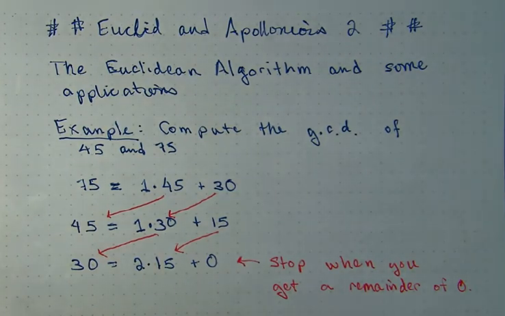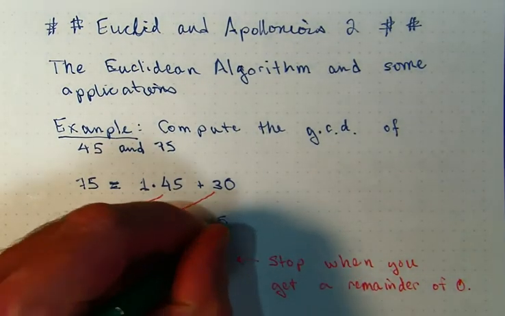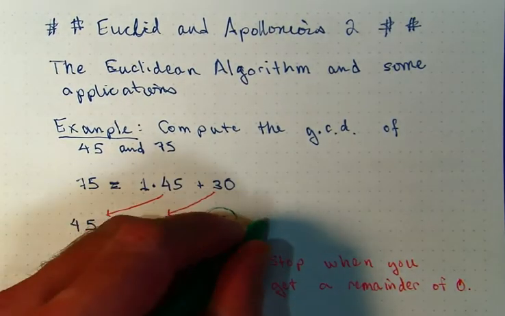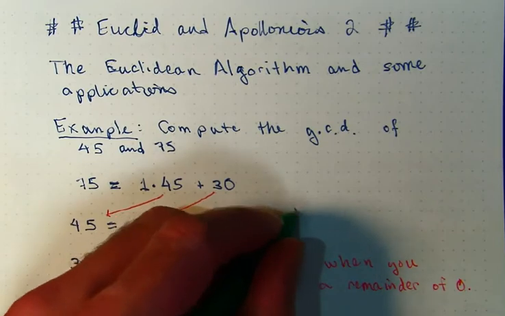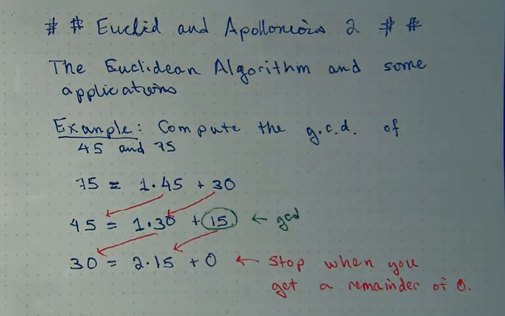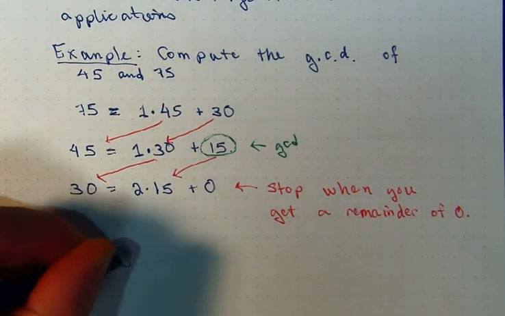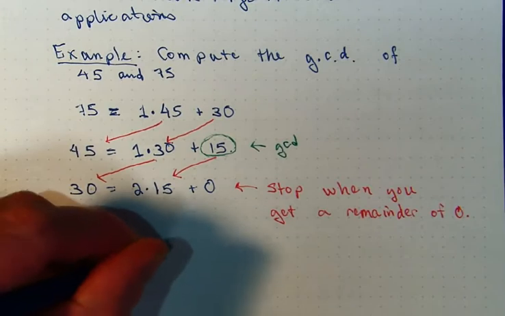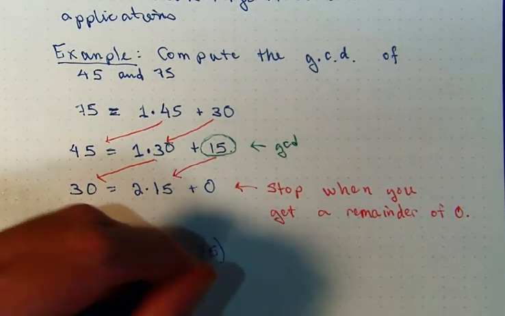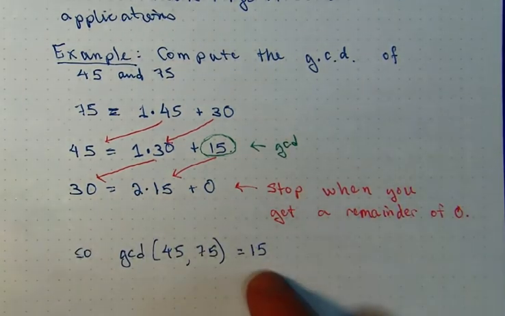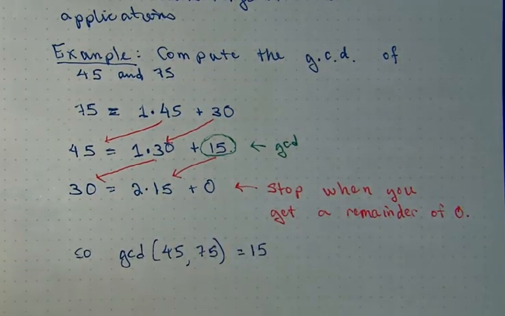Now, the GCD is actually this guy right here. So in other words, the GCD is the last non-zero remainder that you get when you apply this process. Okay, so from our work here, we can see that the GCD of 45 and 75 is equal to 15. So 15 is the largest number that will divide both of those evenly.